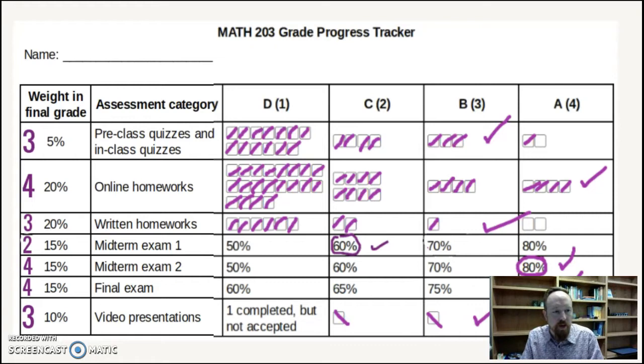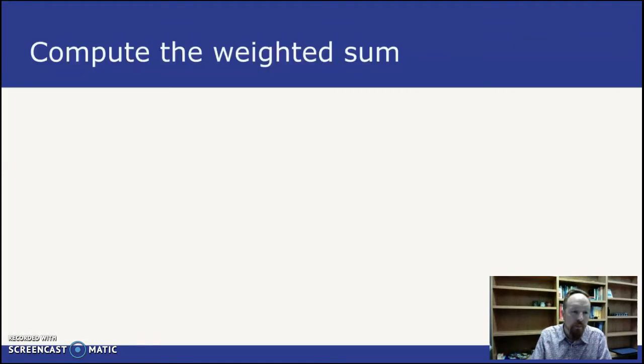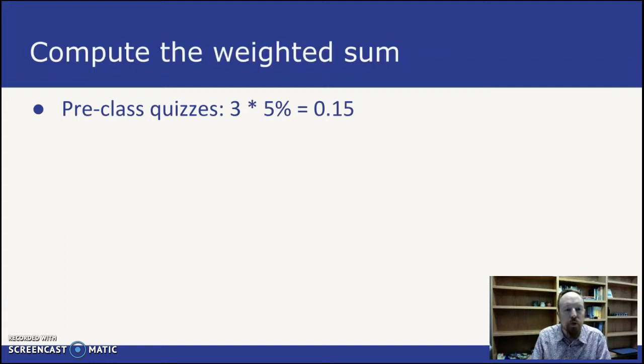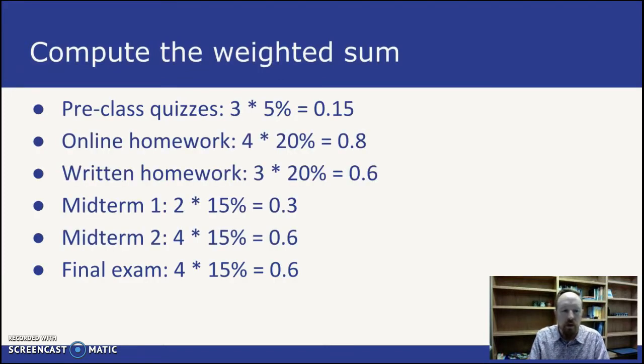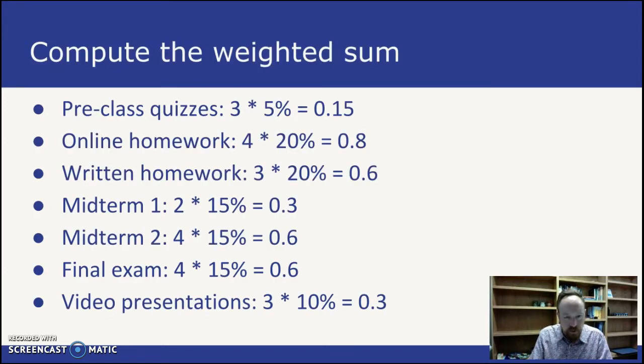So here I've added in that far left column the number of grade points that you get in each of the categories. And then what we're going to do is we're going to compute the weighted sum. So, okay. Pre-class quizzes are weighted at 5%, so we multiply that 3 by the 5%, and we get 0.15, et cetera, and then we add up all of those numbers, and let's see what we get. We get a 3.35, which if you look this up on like a grade point or GPA to letter grade table, you'll see that's like a solid B+.